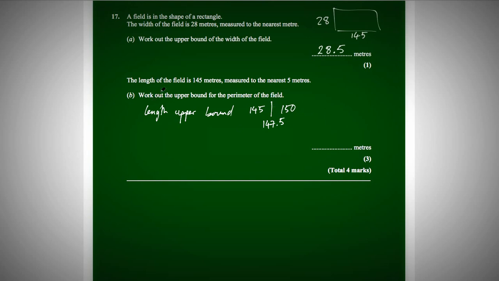So if I want to work out the upper bound for the perimeter of the field as a whole, I've got the two upper bounds of these for both lengths and two upper bounds of those for these lengths as well. So for perimeter, two times 28.5 plus two times 147.5, and that equals 352 meters.